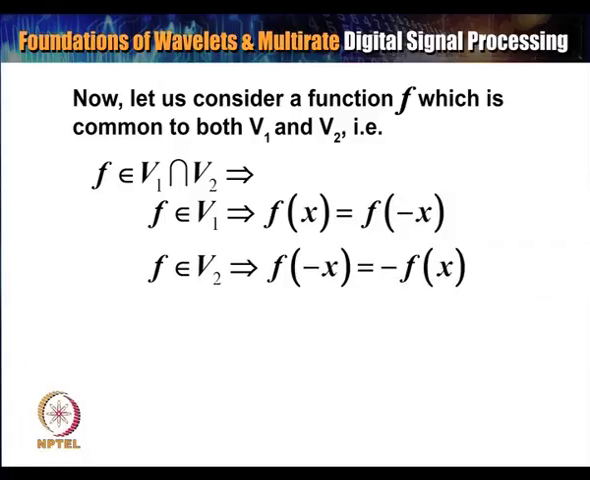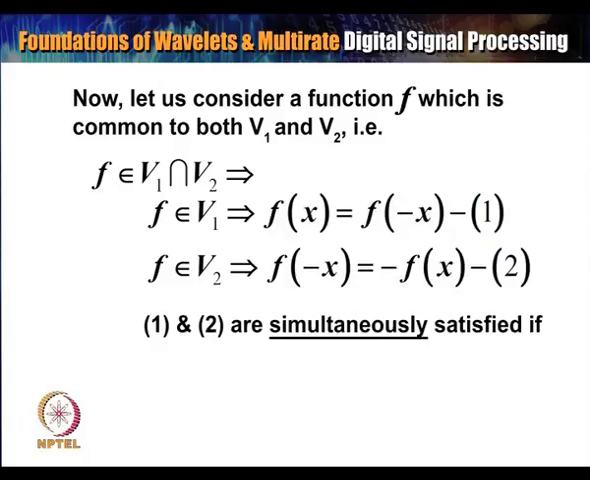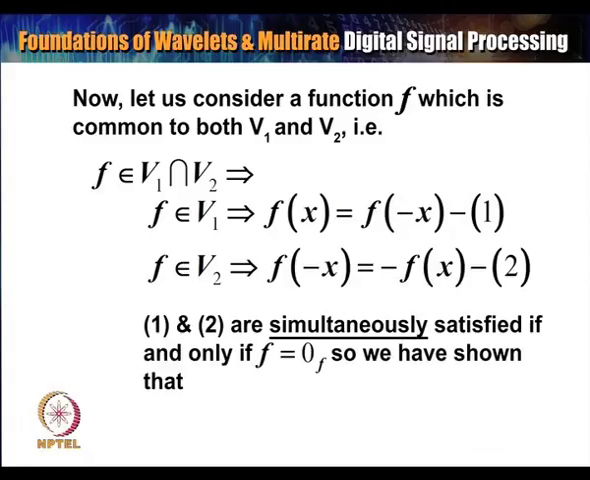So, what do we have here? We have basically these two equations. Now, if you look closely, these two equations are true if and only if 1 and 2 are simultaneously true. This word simultaneously is very important. These two equations are simultaneously true if and only if f is the zero function, which we have earlier defined. So, what we have shown here is that any function which has its domain as the whole real line and its range as the whole real line can be written as the addition of two functions, one of which is even and the other odd.